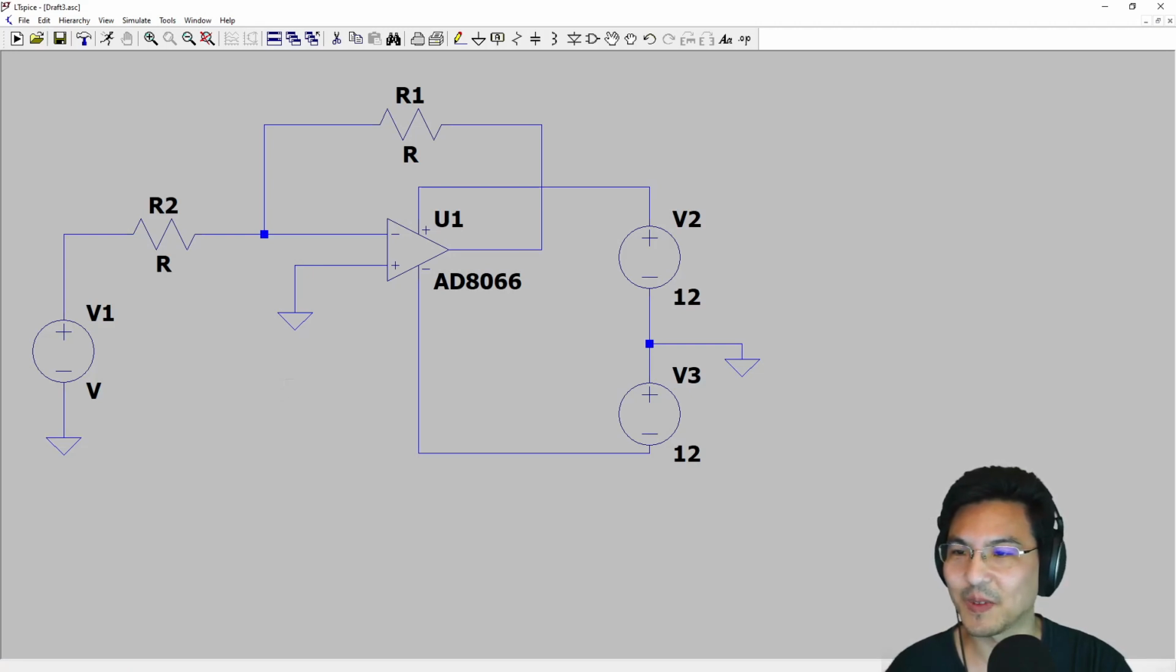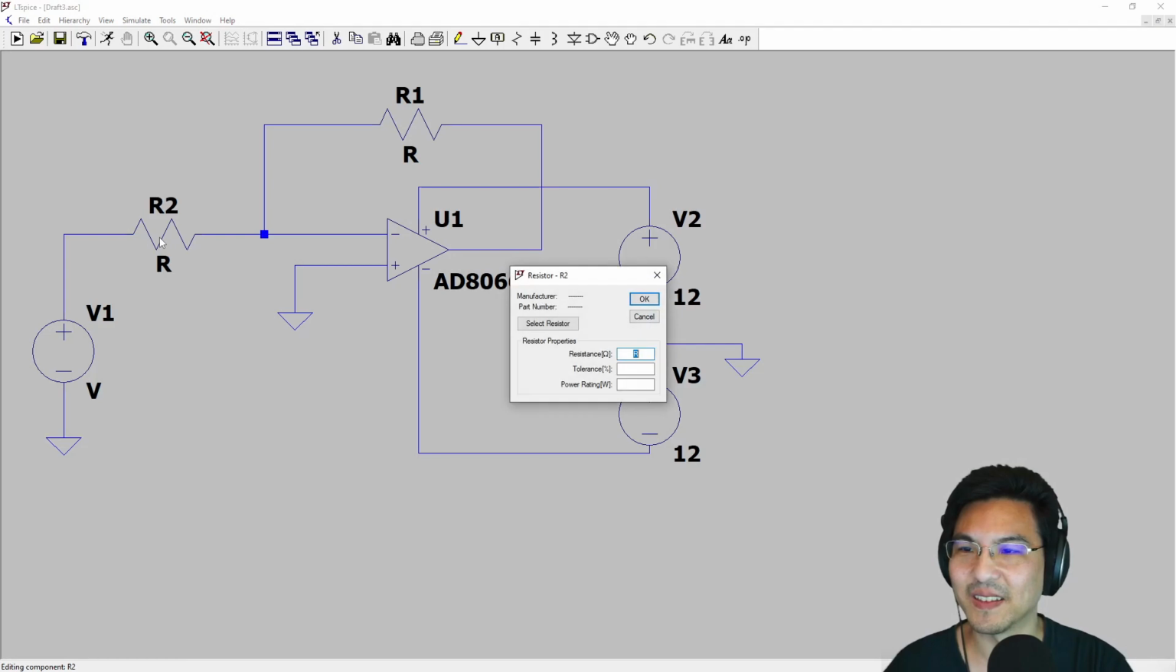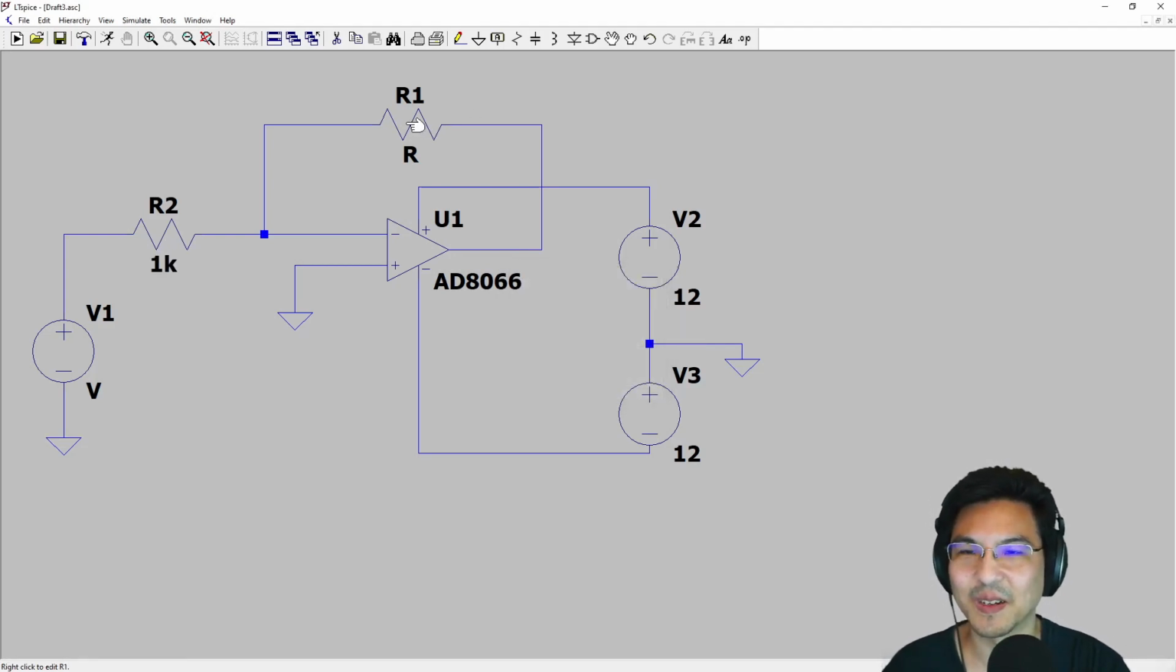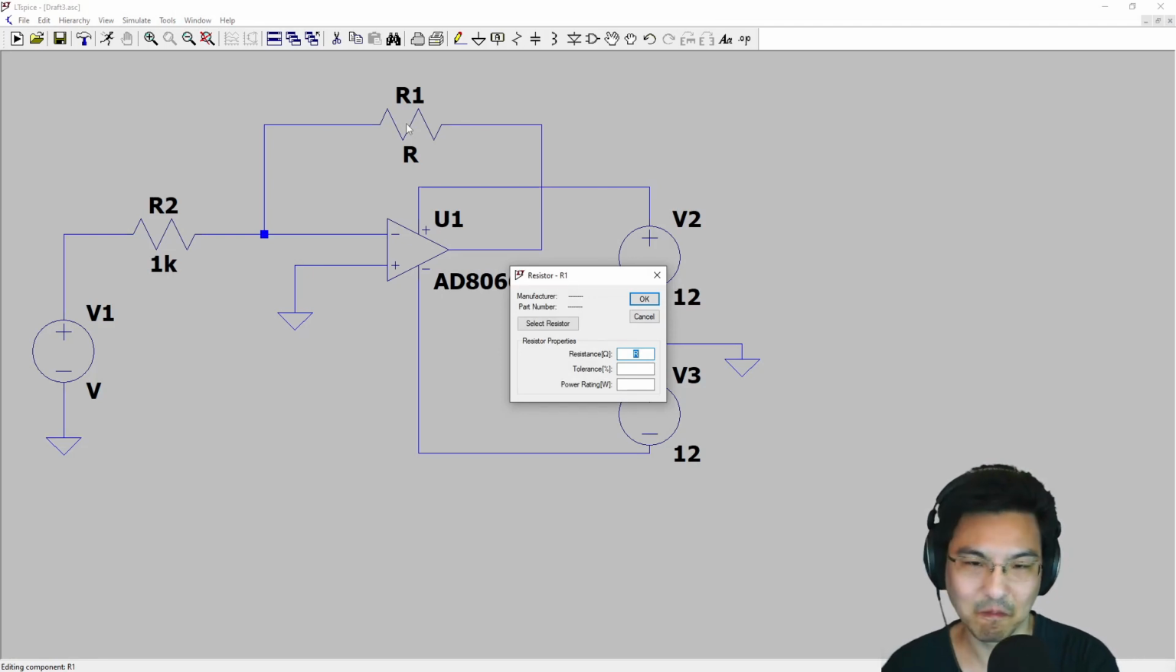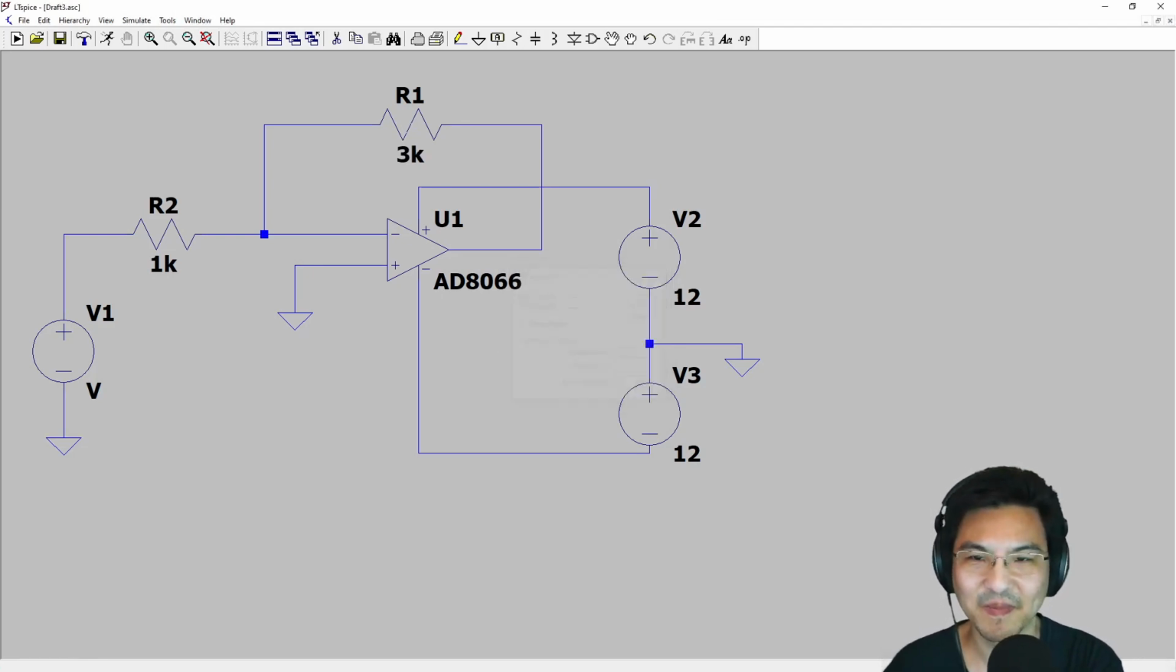Okay, now let's just finish putting some values in here. Let's say this resistor is 1K, and over here, I'll right click and I'll just call this 3K. So I'm expecting a gain of 3 right here.